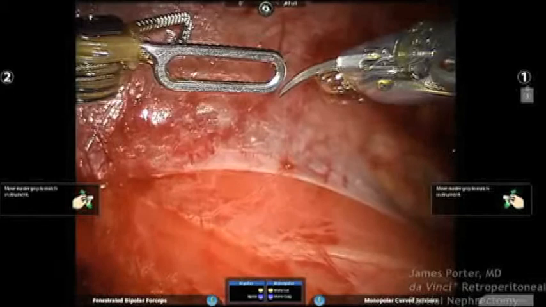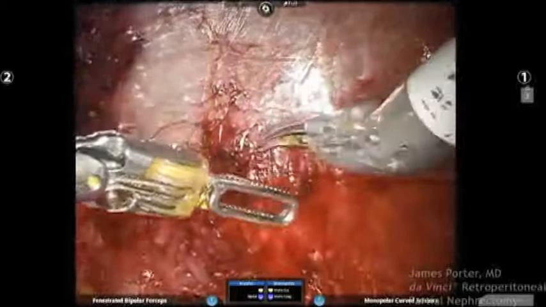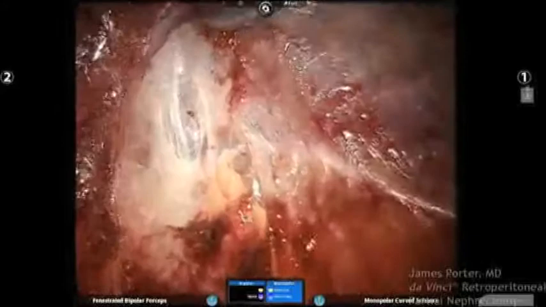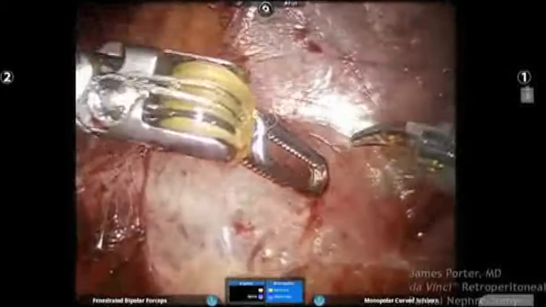In comparison with the transperitoneal approach, I would say probably over 90% of robotic partial nephrectomies are being done as a transperitoneal approach, and the modification with that, Jim, do you want to talk a little bit about the comparisons of port placement and patient positioning with a transperitoneal approach versus a retroperitoneal approach?